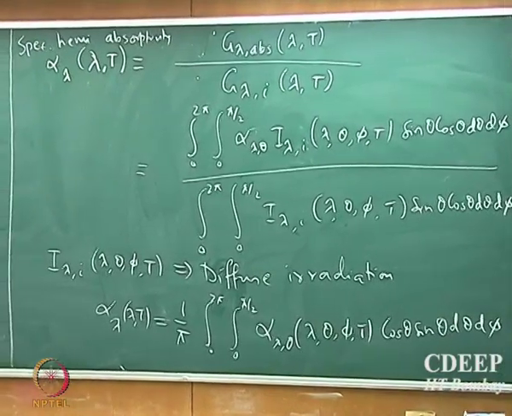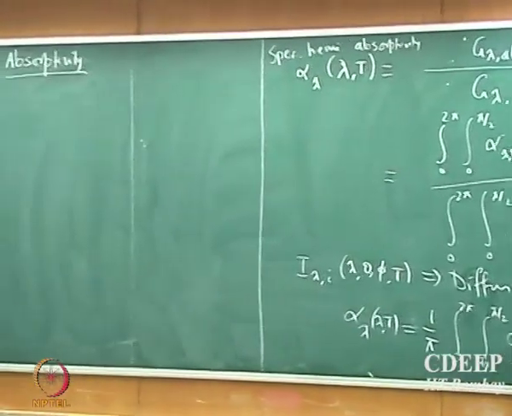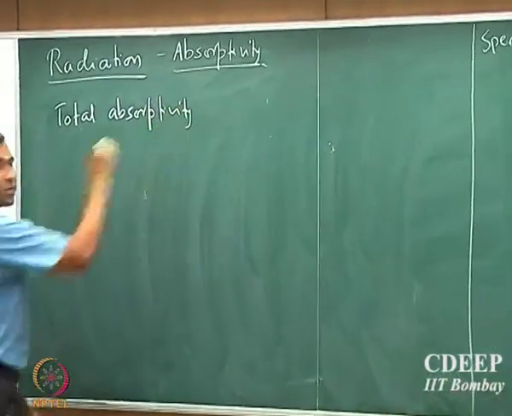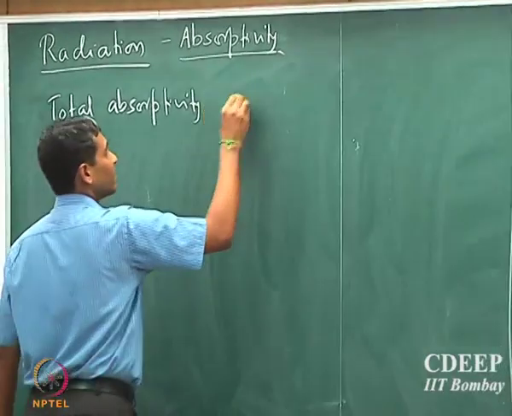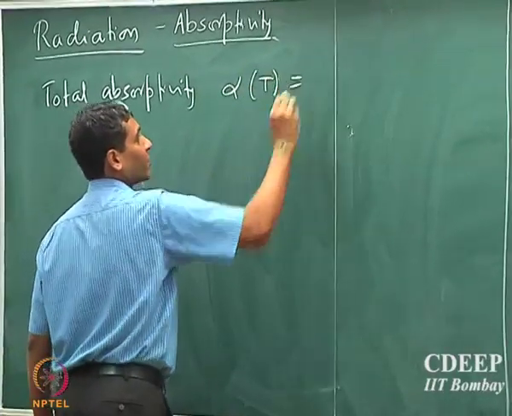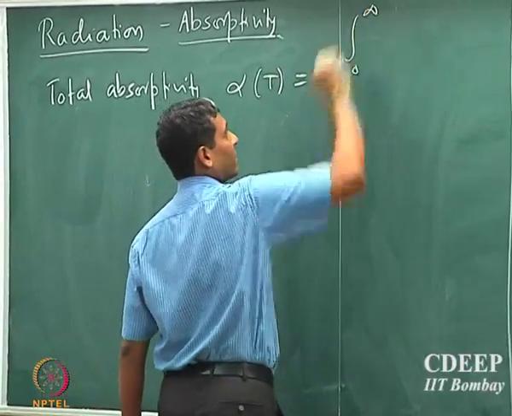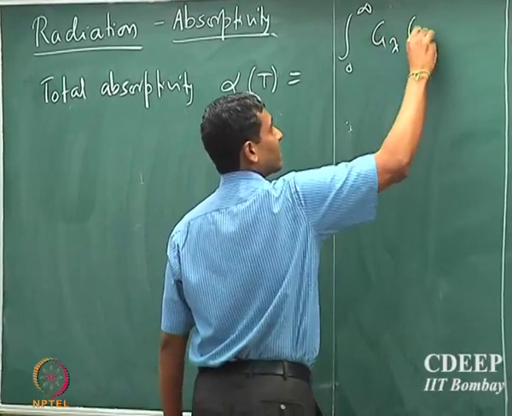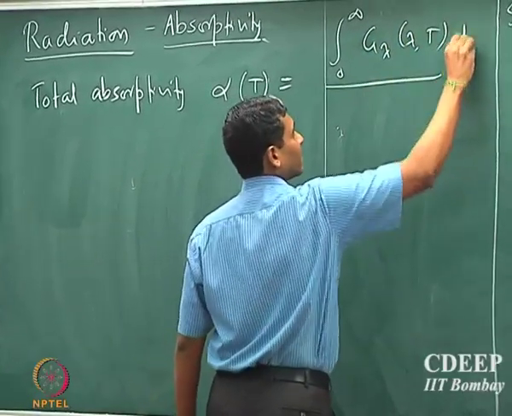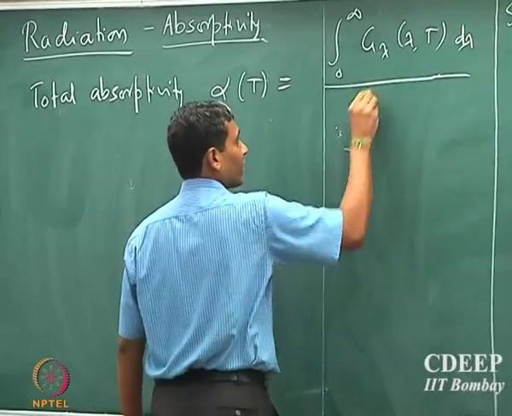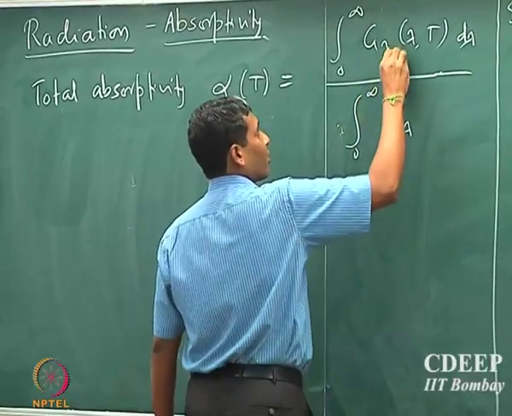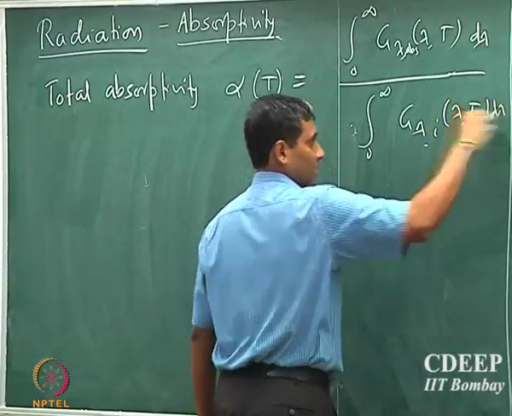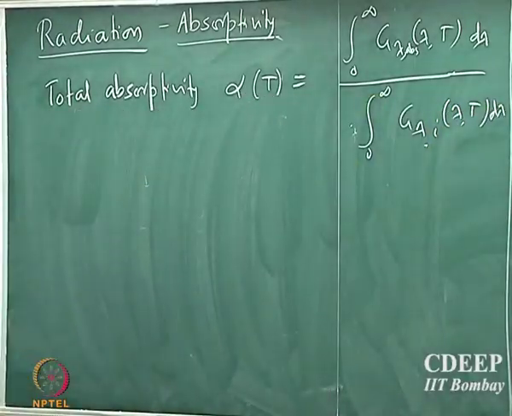Similarly, one could define what's called the total absorptivity, and that will be alpha, which is only a function of temperature. Once again, by definition, it will be the integral of alpha lambda G lambda divided by the integral from 0 to infinity of G lambda. Okay. So that's the definition.